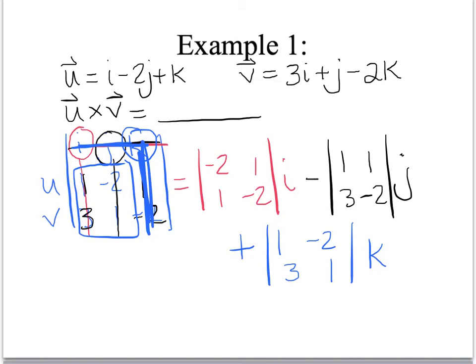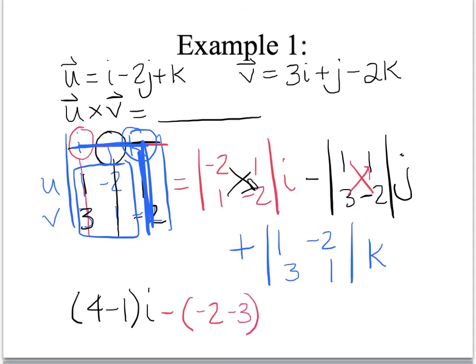For the i, negative 2 times negative 2 would be 4, minus 1 times 1. Then for the j, 1 times negative 2 is negative 2, 3 times 1 is 3, so negative 2 minus 3. And then for the k, 1 times 1, minus 3 times negative 2 is negative 6. And since I'm subtracting, I could actually write that as 1 plus 6.